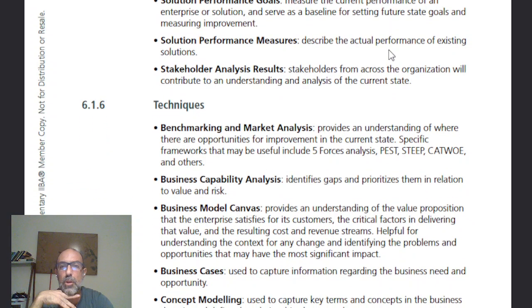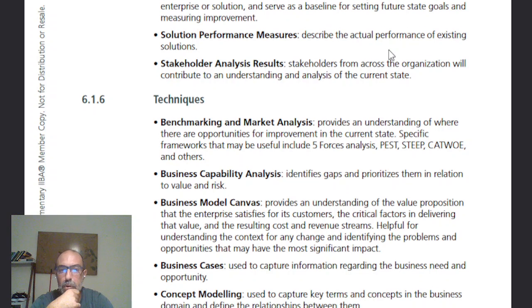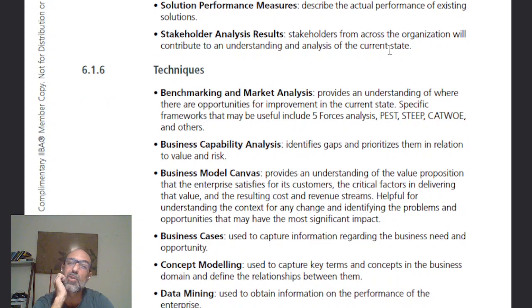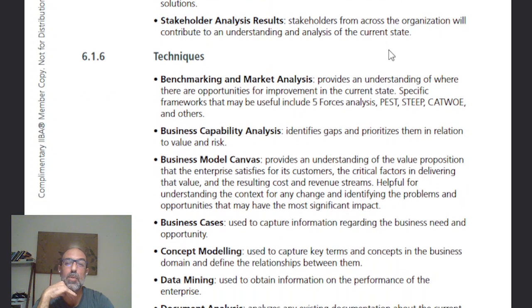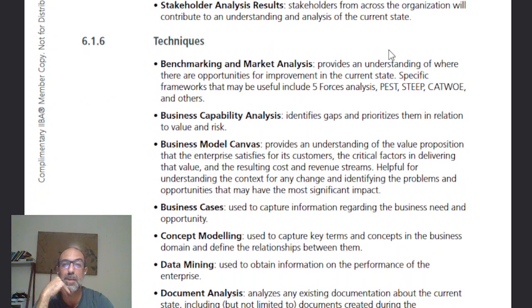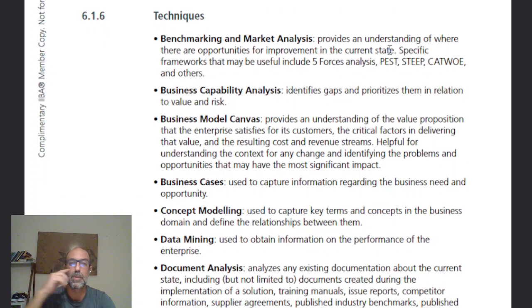Solution performance goals measure the current performance of the enterprise solution and serve as the baseline for setting future state goals and measuring improvements. Solution performance measures describe the actual performance of existing solutions. Stakeholder analysis results. Stakeholders from across the organization will contribute to an understanding and analysis of the current state. Of course they would. What are the techniques? Benchmarking and market analysis provides an understanding of where the opportunities for improvement are in the current state. Specific frameworks may be useful.